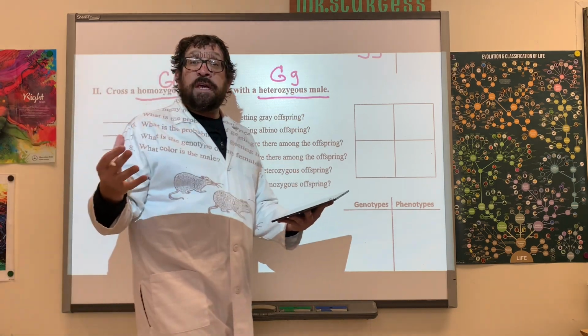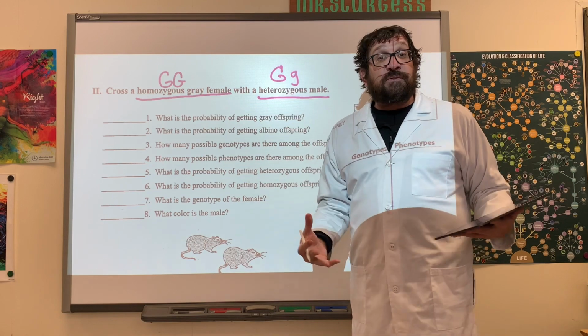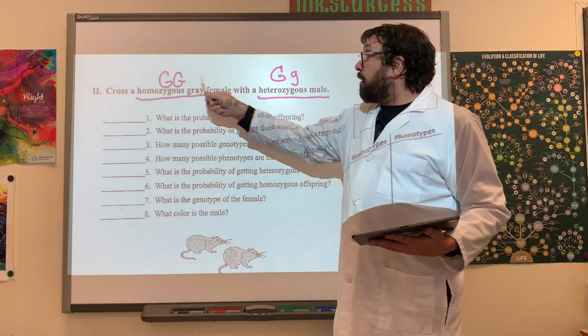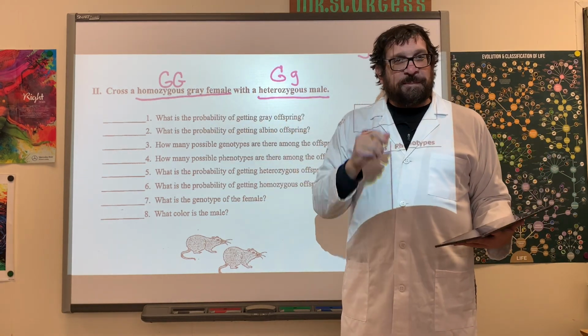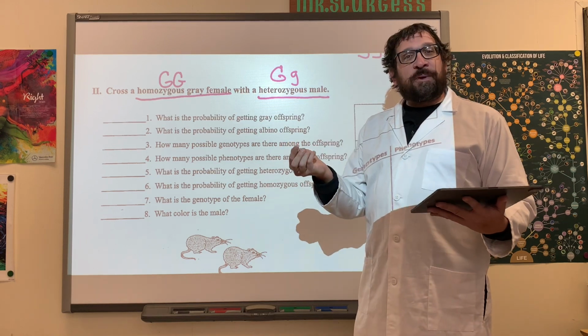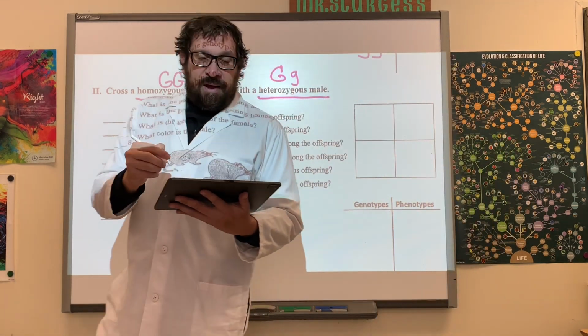There it is. We just used some basic vocab and we're able to figure out what kind of genotypes these mice have. Let's put them in our Punnett square. We're going to put the female's genes on top.